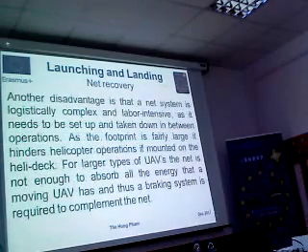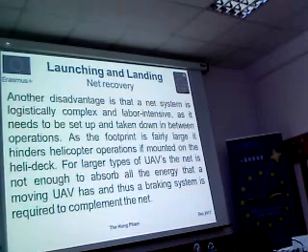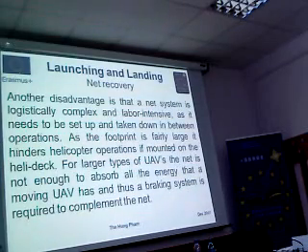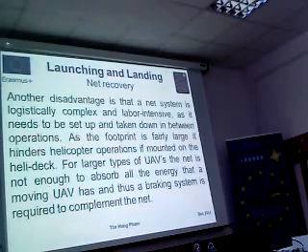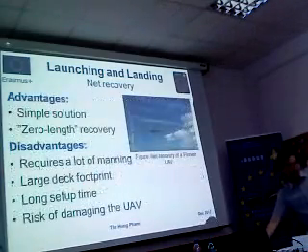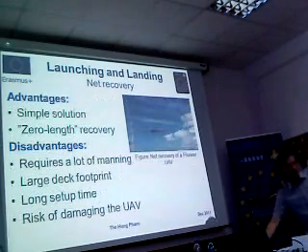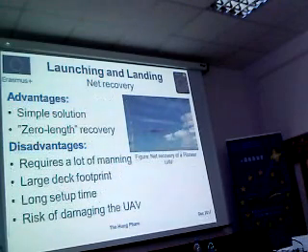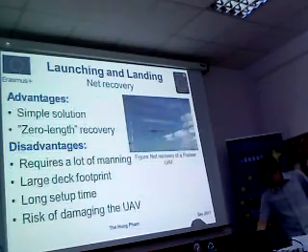Another disadvantage of the net system is that it is complex and labor intensive, as it needs to be set up and taken down in between operations. Whenever we want to recover the aircraft, we have to hoist the net, and whenever we don't need it, we have to release it. And the net is not small. It has to be big enough to catch the drones.